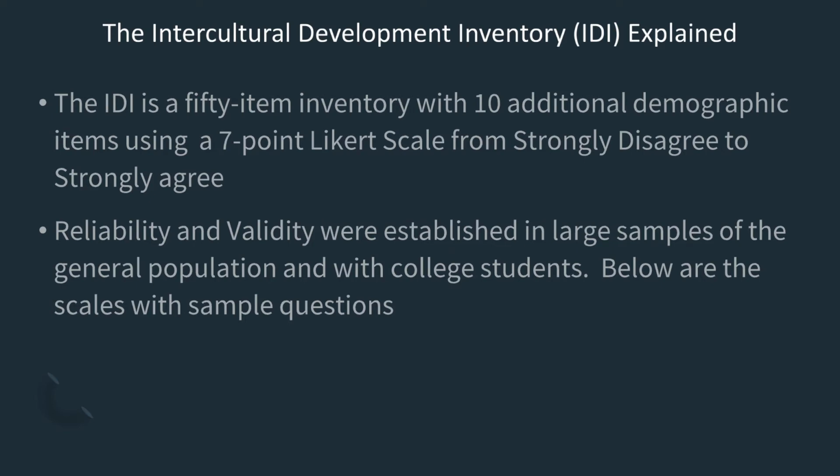The Intercultural Development Inventory, or IDI. The IDI is a 50-item inventory with 10 additional demographic questions to identify the demographics of the taker of the instrument. The 50 items are on a 7-point Likert scale. There's a statement, and the test taker then identifies how they view that statement, from strongly agree to strongly disagree. The reliability and validity were established in large samples of the general population and college students.